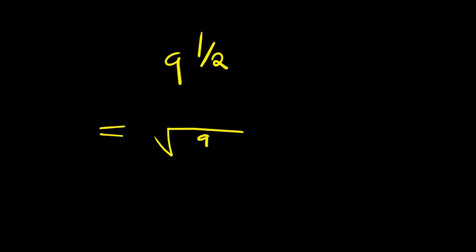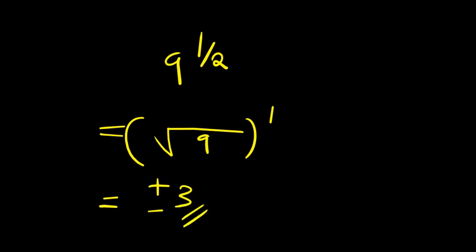Let's solve another one. Let's say this time around I've got 9 to the power half. How can we solve such a one? We've said the denominator becomes the root. So in this case, I'm going to have the square root of 9 to the power 1. And the square root of 9 is just positive or minus 3. So basically, this is how we solve this one.